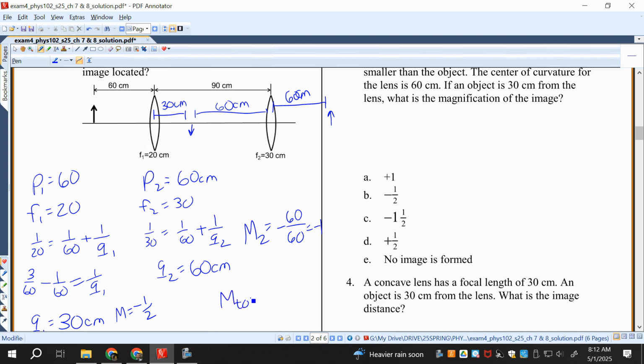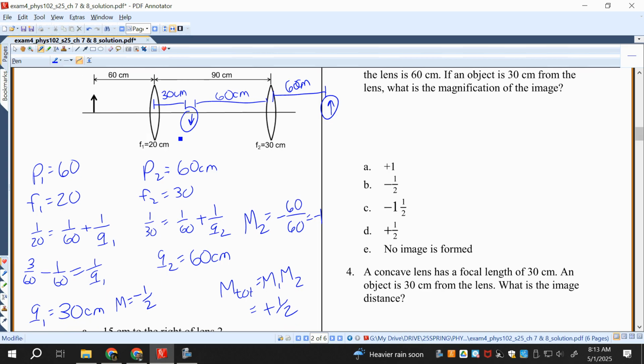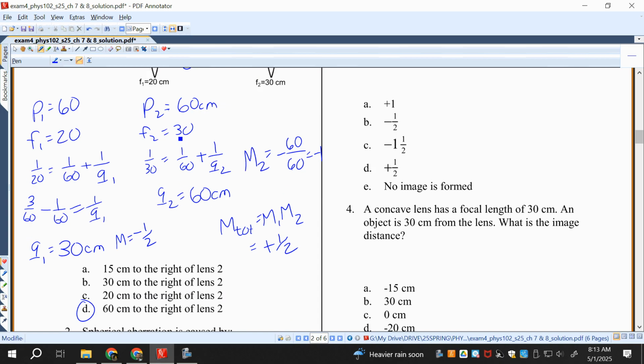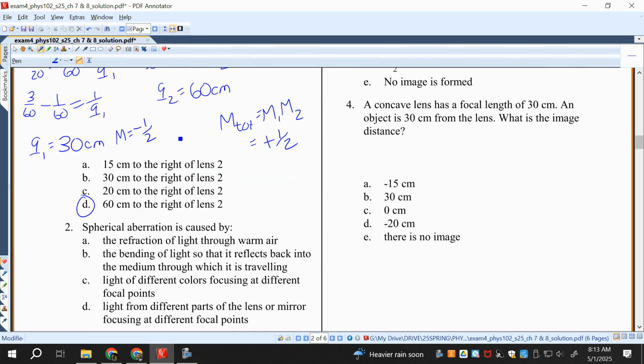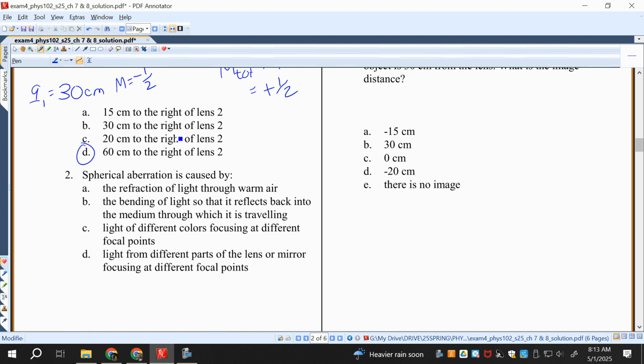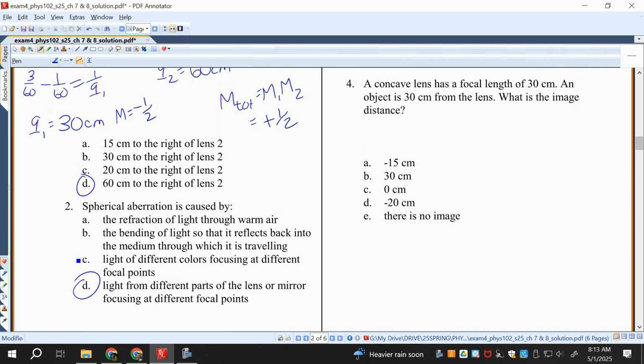So the total magnification is M1 times M2, which is equal to positive 1/2. So notice I drew this the same size as this object, or I tried to anyway, but now it's inverted from the inverted first image, so now the final image is upright. All right, so that's D. Spherical aberration is caused by what? Let's see. Light from different parts of the lens or mirror focusing at different focal points.